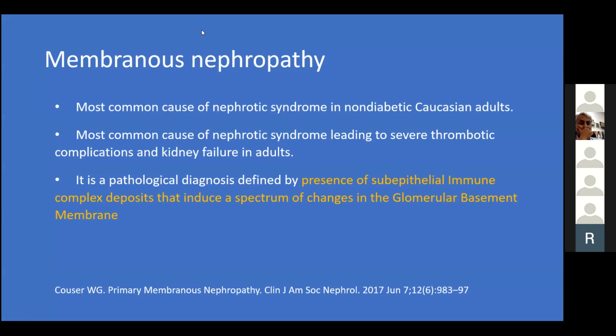Okay. So membranous nephropathy is the most common cause of nephrotic syndrome in non-diabetic Caucasian adults.